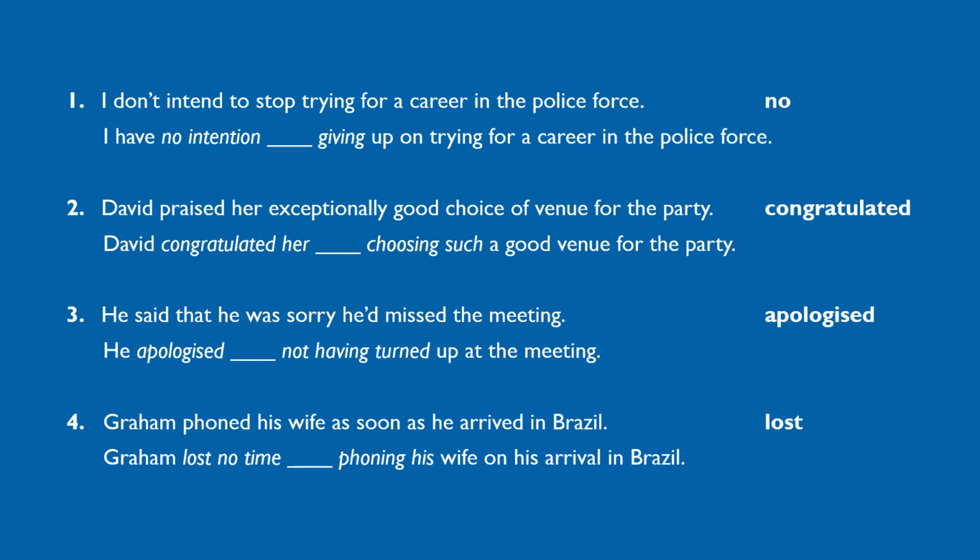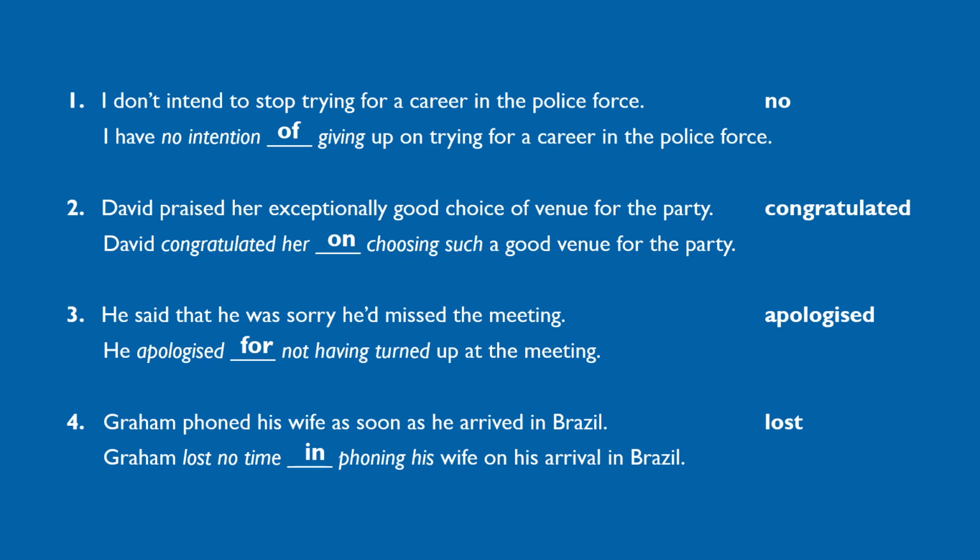Ready? Okay, so number 1, it's have no intention of giving up. Number 2, it's congratulated her on choosing. Number 3, he apologized for not having turned up. And number 4, Graham lost no time in phoning his wife. If you got any of these wrong, then make sure you learn the correct construction.